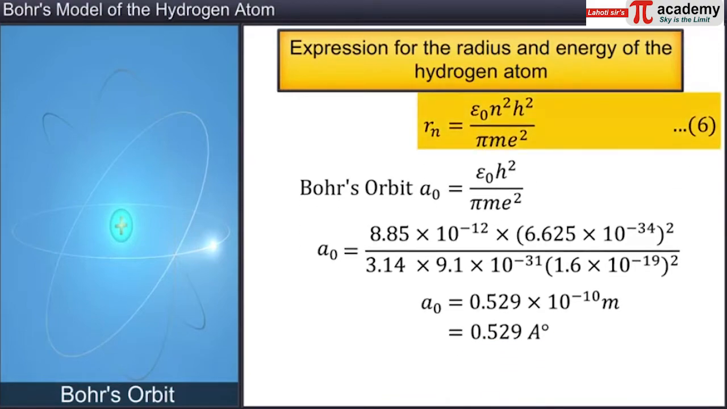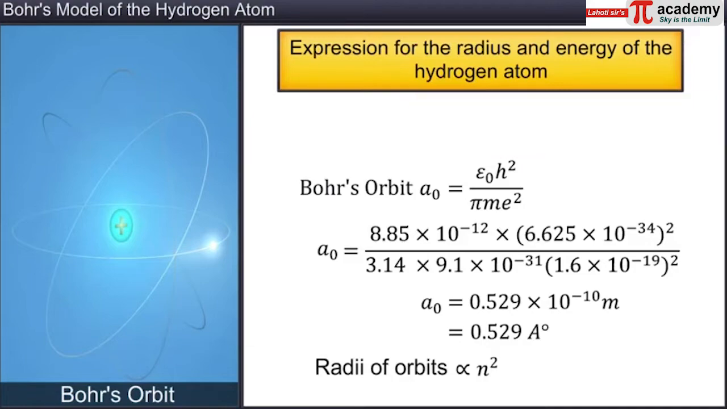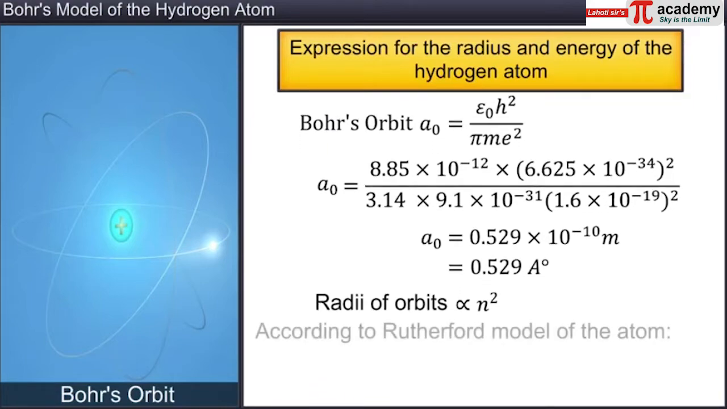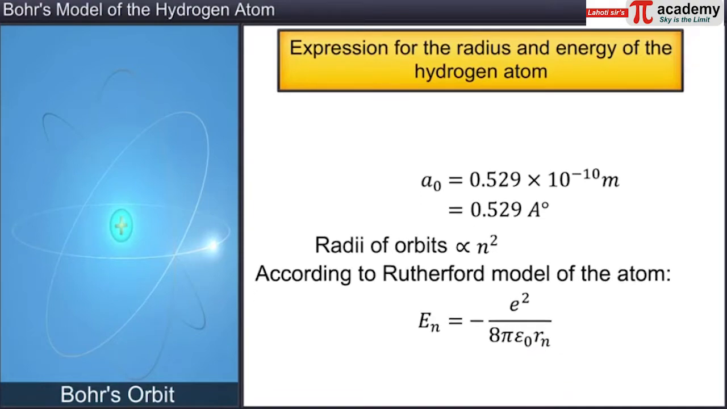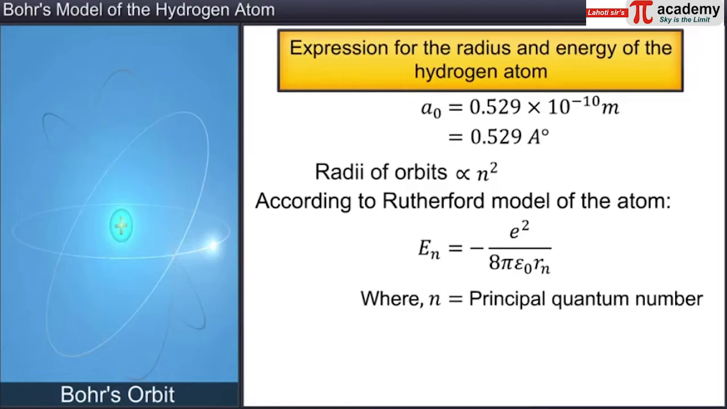From equation 6, it is clear that the radii of orbits are directly proportional to n square. According to Rutherford's model of the atom, the energy En of an electron for a particular orbit of radius Rn is equal to minus e square by 8 pi epsilon naught Rn, where n is the principal quantum number. Let this be equation 7.